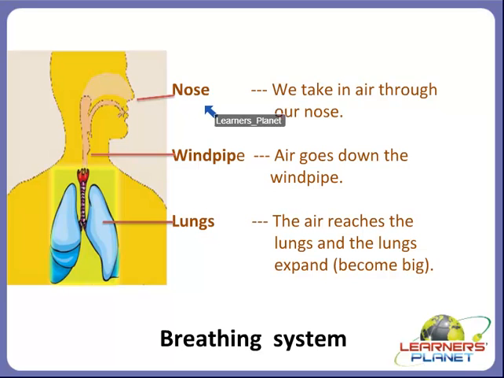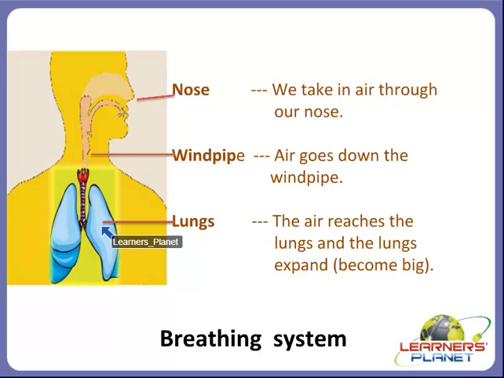So the first organ is nose. It is a sense organ because we can smell through our nose. So what is the function of nose? This is a nose. We take in air through our nose. Okay? Then this is the windpipe. The inhaled air goes down the windpipe. Right? That is, oxygen gas goes down the windpipe into lungs.